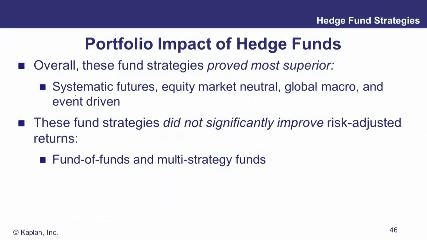Okay, just continuing our historical study findings, the most superior strategies overall, systematic futures, equity market neutral, global macro, and event-driven. No guarantee this is going to continue into the future, but it's what we found looking historically. Not really a great improvement, funds of funds and multi-strategy. Remember, those two very similar together. They are multi-manager funds, so didn't significantly improve the risk-adjusted returns.